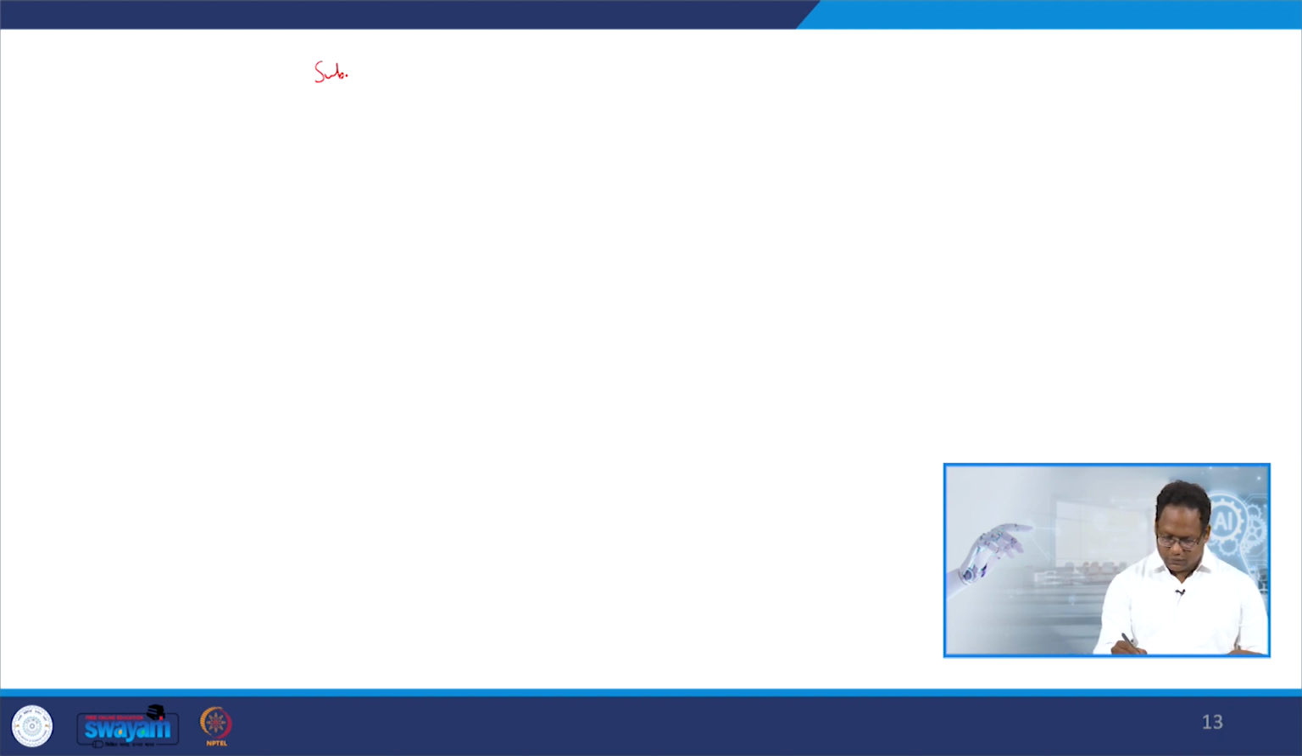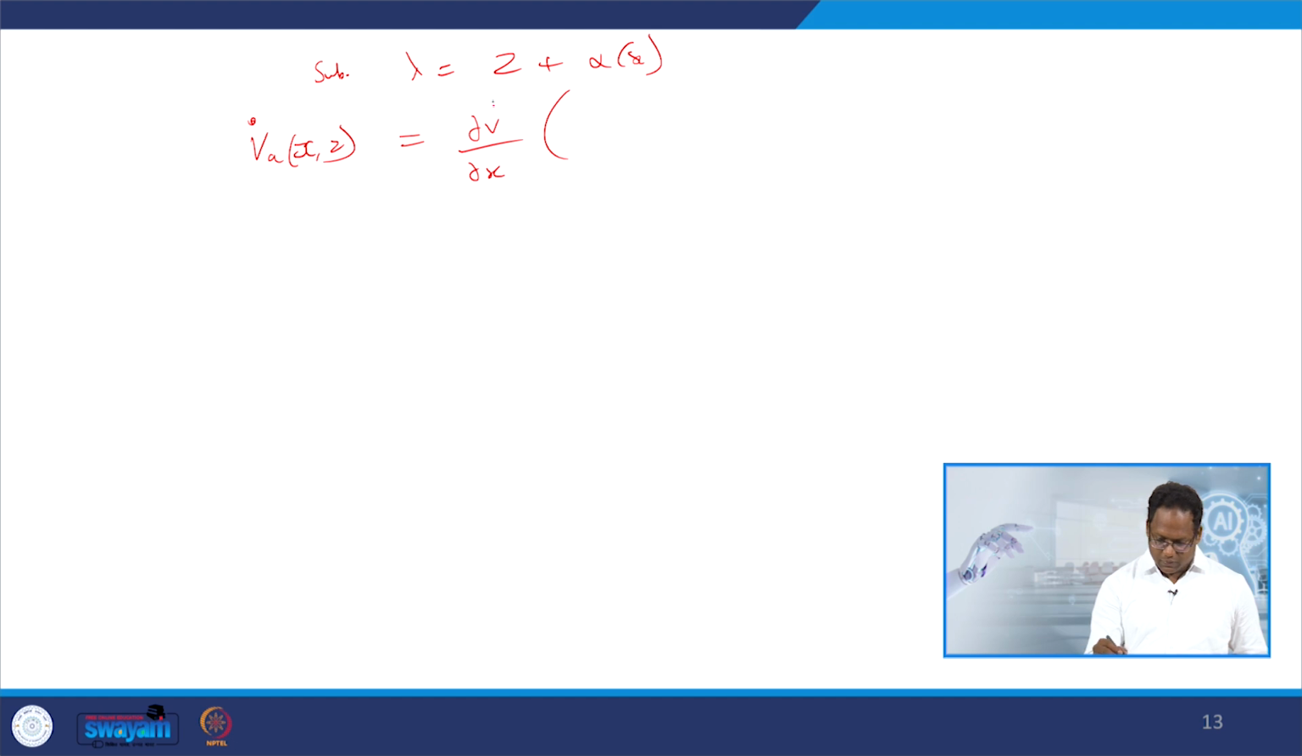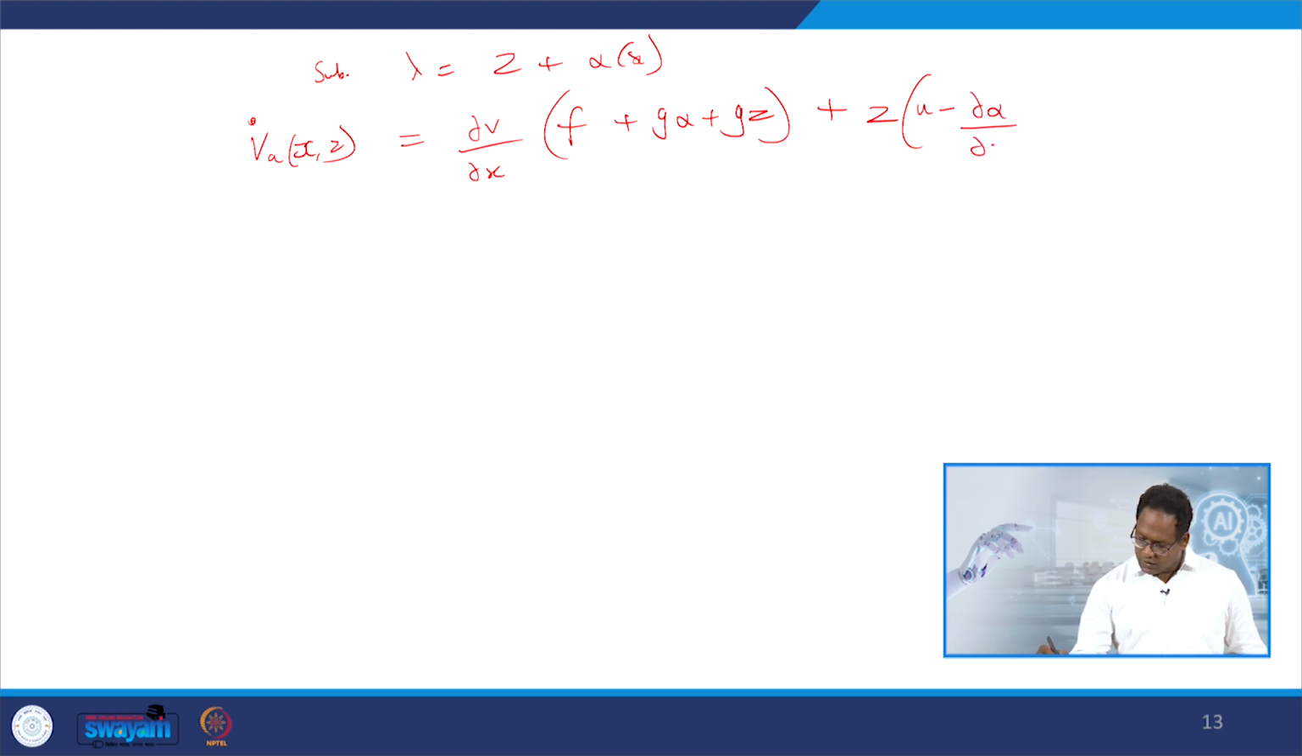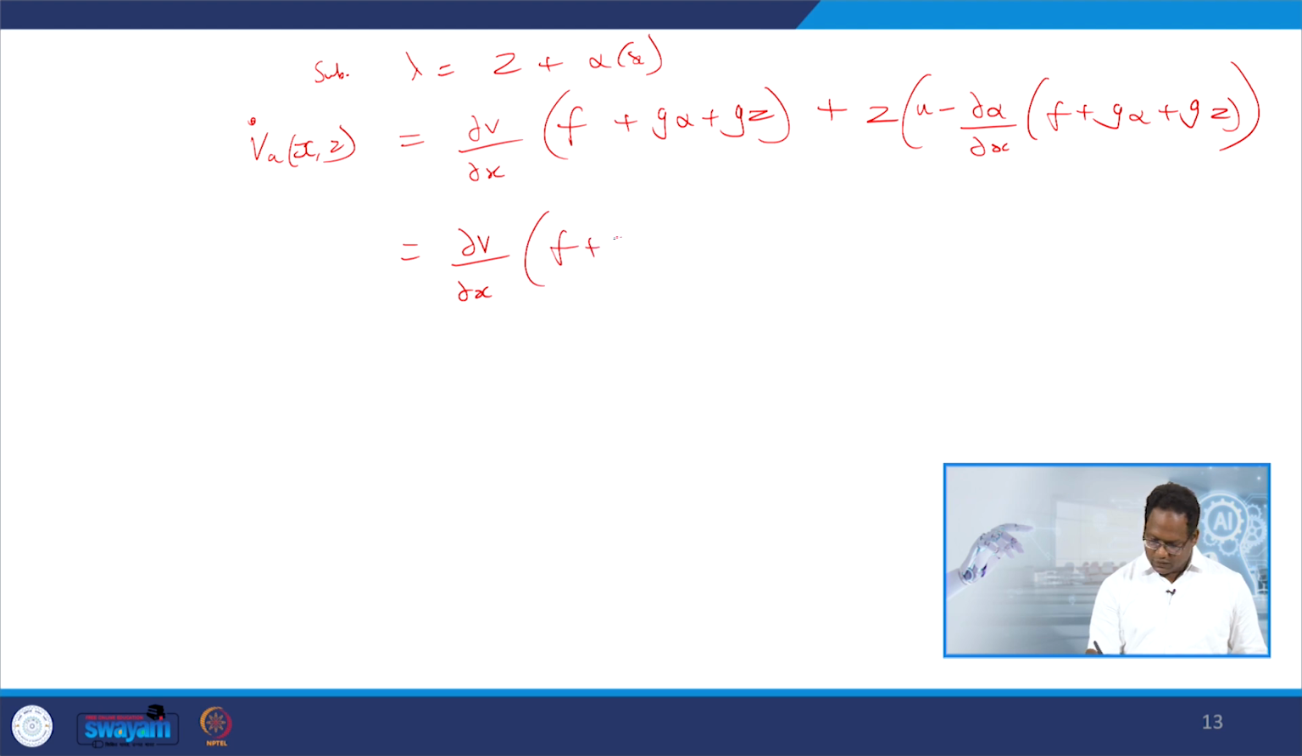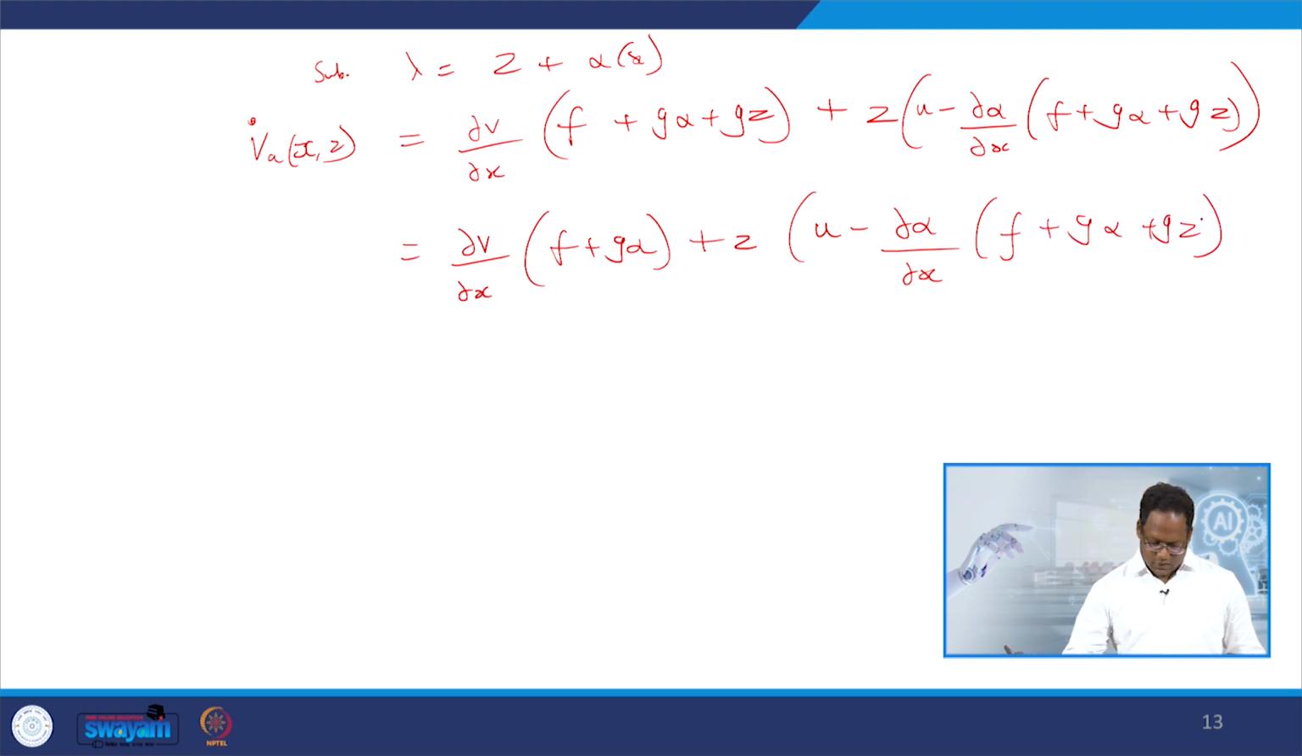Next, substituting lambda equal to z plus alpha of x in the above equation, we get Va dot of x comma z given by dou V by dou x, where we are simply substituting lambda by z plus alpha of x, times f plus g alpha plus g z, plus z times u minus dou alpha by dou x into f plus g alpha plus g z, plus dou V by dou x into g.